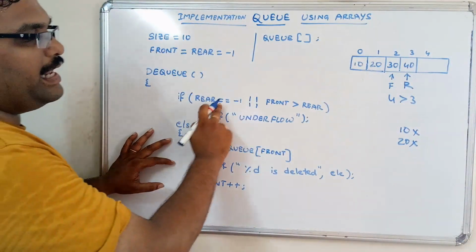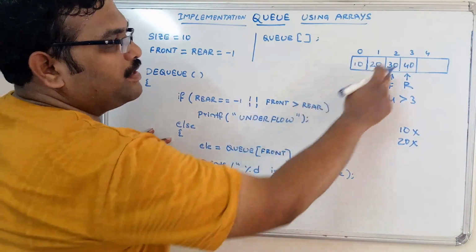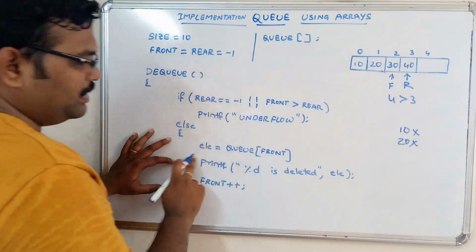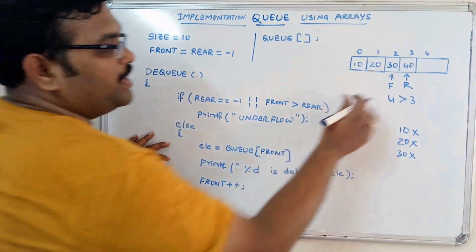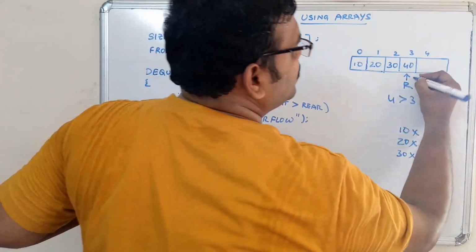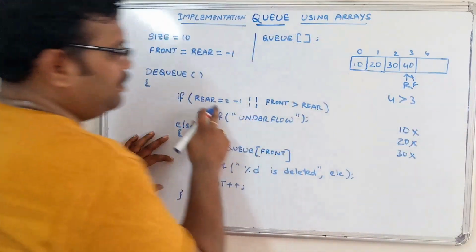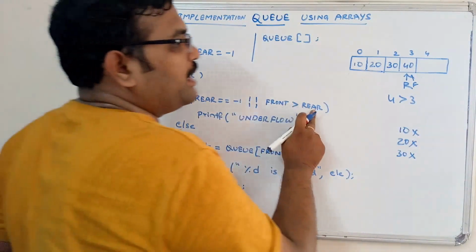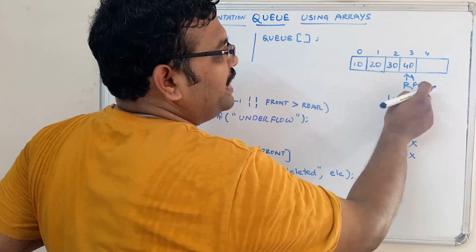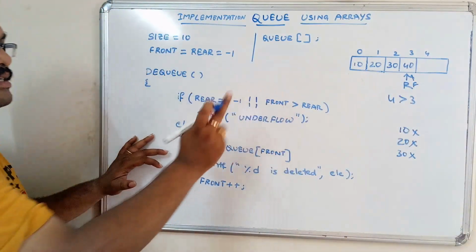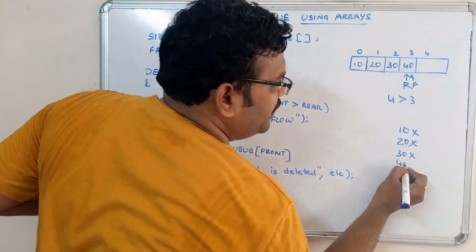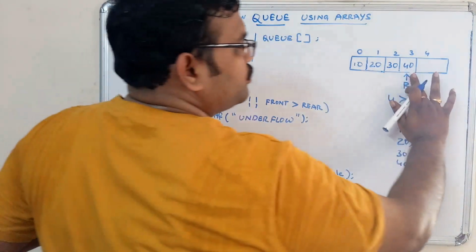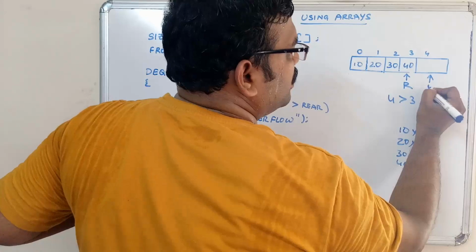Again, rear is equal to -1, false. Front greater than rear, 2 greater than 3, false. So element is equal to Q of front. 30 will be deleted here and front plus plus. Now front is pointing towards the same thing, rear. Rear is equal to -1, false. Front greater than rear. So 3 greater than 3, false. So underflow, again false. So else part will be executed. That 40 will be deleted and front plus plus. So now front is pointing towards 4.